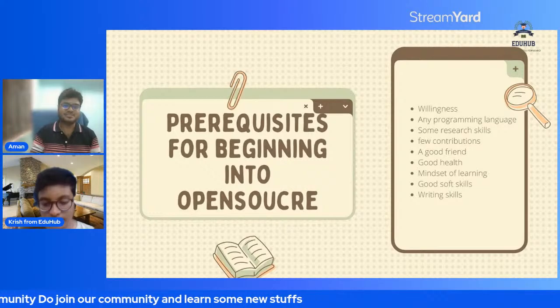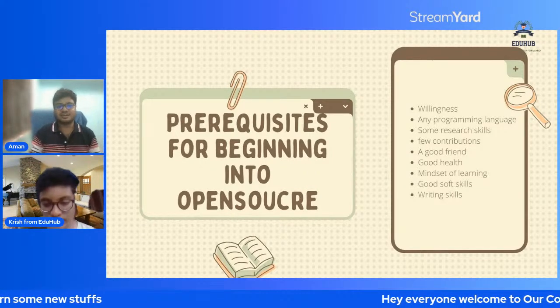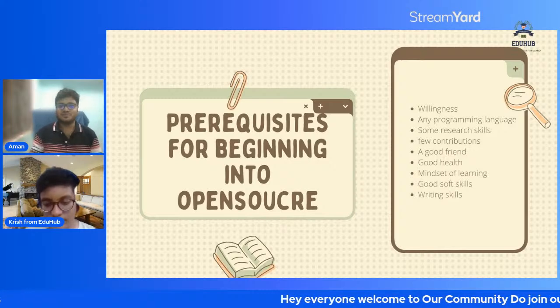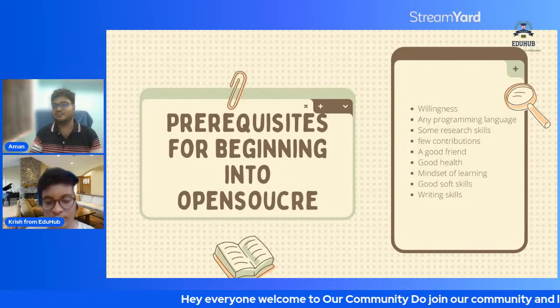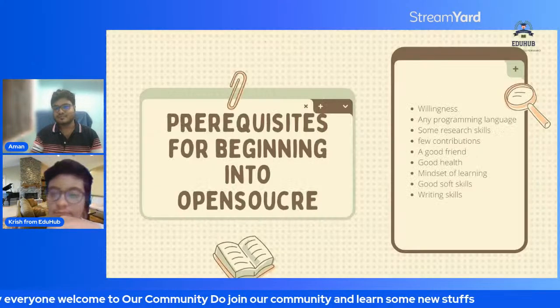In the time of the GSOC proposal period, my laptop went bad. It wasn't even starting. I used my friend's laptop for 2 or 3 days just to write the proposal and everything. So having a good friend is always a nice thing.